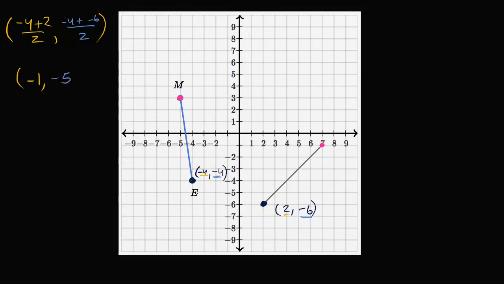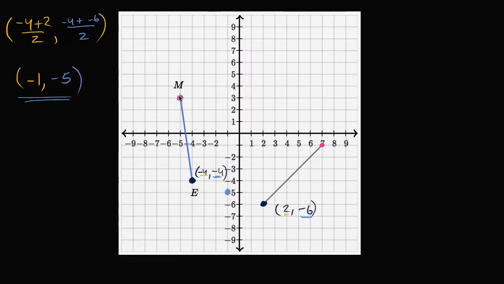That's going to be the midpoint between E and the corresponding point on its image. So let's see if I can plot that. So this point right over here is going to be -1, comma, -5. So x is -1, y is -5. So it's this point right over here. And it does indeed look like the midpoint. It looks like it's equidistant between E and this point right over here. And so this should sit on the line of reflection.